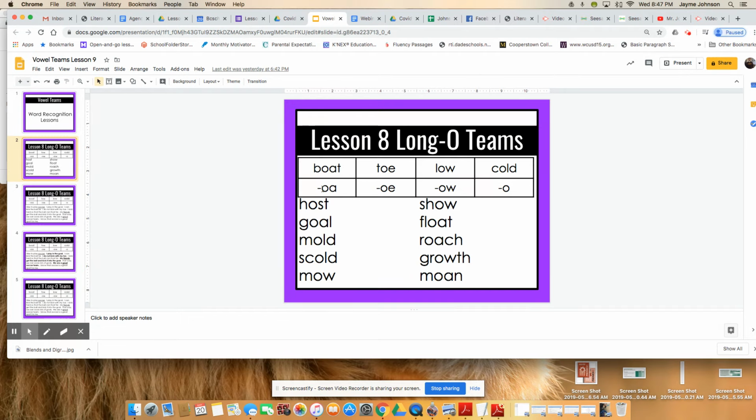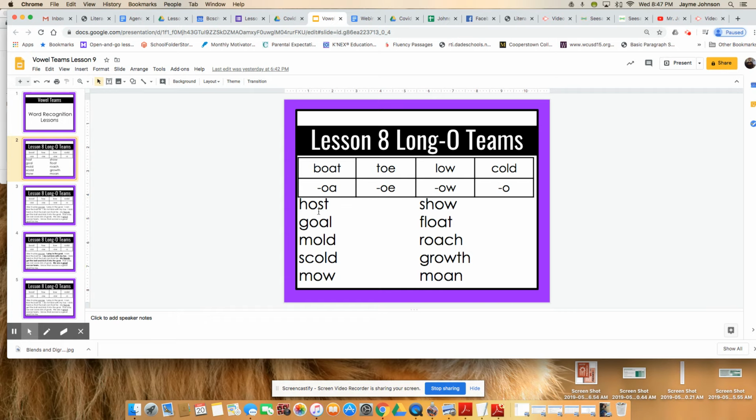We basically look at the vowel team, and we'll look at a word that's familiar to us that has that vowel team in it. Okay, so we're working with long O vowel team. So long O says O. OA says O, like in the word boat. OE says O, like in the word toe. OW says O, like in the word low. And O all by itself can sometimes say O, like in the word cold.